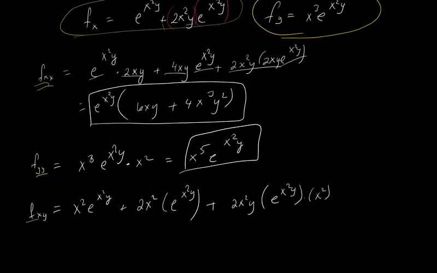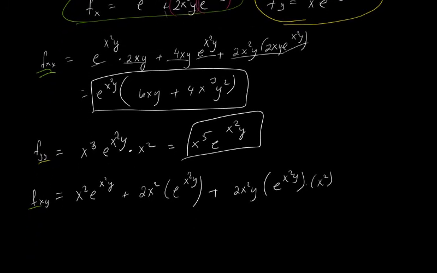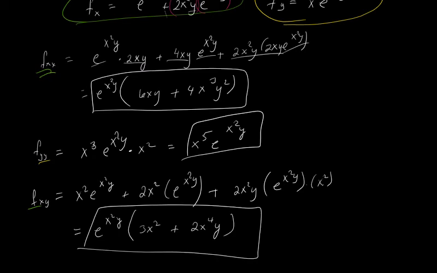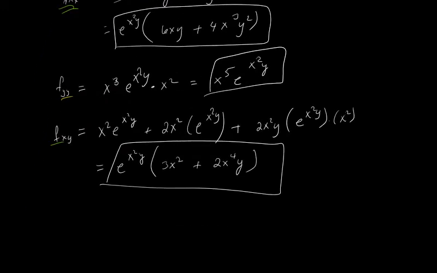All right, so I'm going to go ahead and factor out the e to the x squared y again just to make it easier to digest. So that's e to the x squared y times x squared plus 2x squared is 3x squared, plus 2x squared y times x squared would be 2x to the fourth y. Okay. All right. So now let's go ahead and find the next partial derivative. So the next one's going to be fyx.